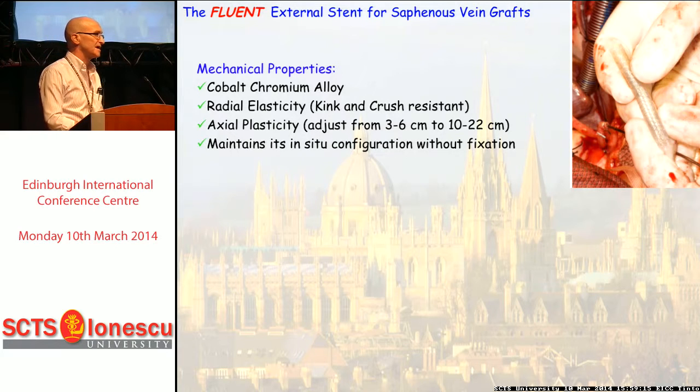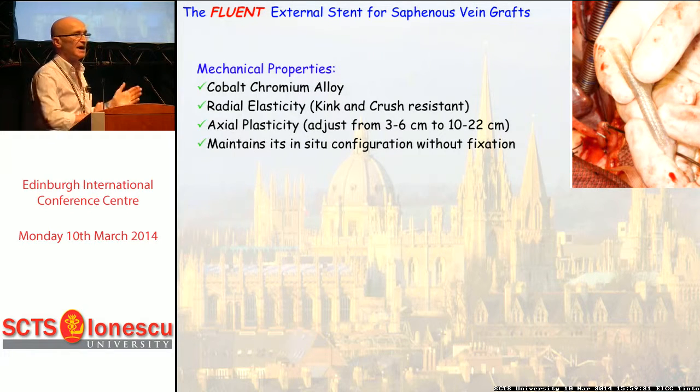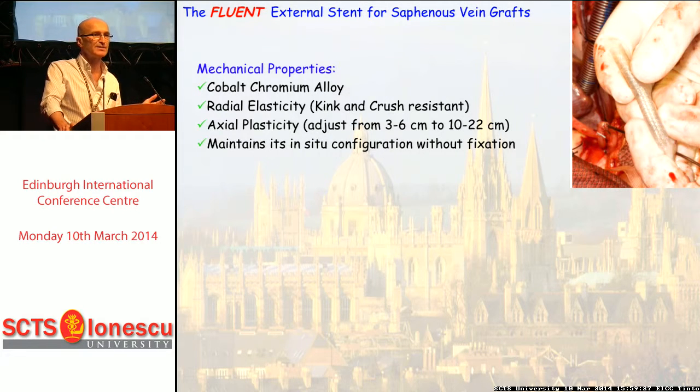So in the last few slides, I just want to talk briefly about this stent. It's called the Fluent External Stent for saphenous vein grafts. I have already declared my conflicts of interest, but I think this is a potentially important device because despite the benefit of arterial grafts, 80% of all bypass grafts put in the heart are still vein grafts.